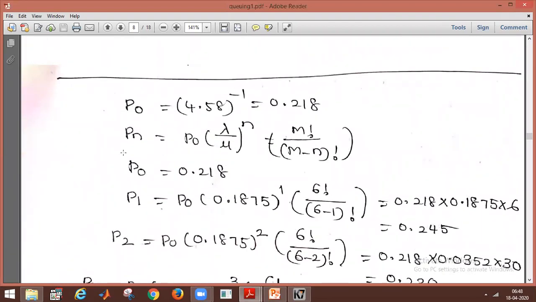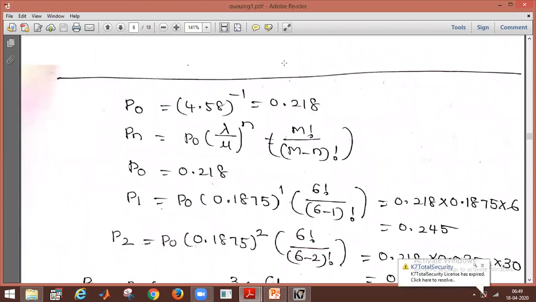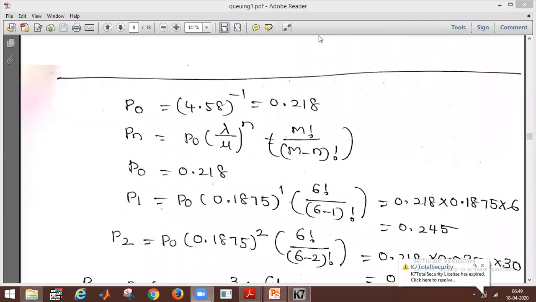And Pn, what is the Pn formula? P naught into lambda by mu whole power n, m factorial by m minus n factorial. This is the formula. Substitute n equal to 0, 1, 2 like this, and we will get the required solutions up to 6.